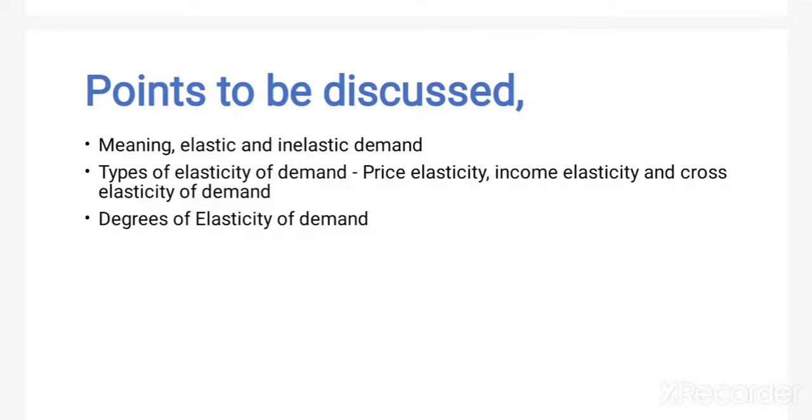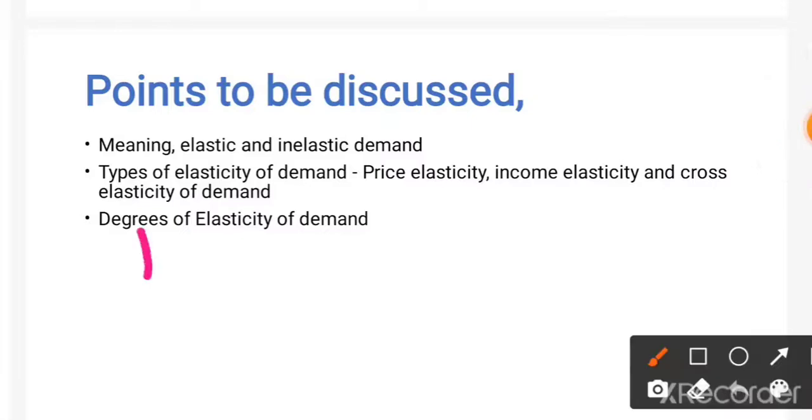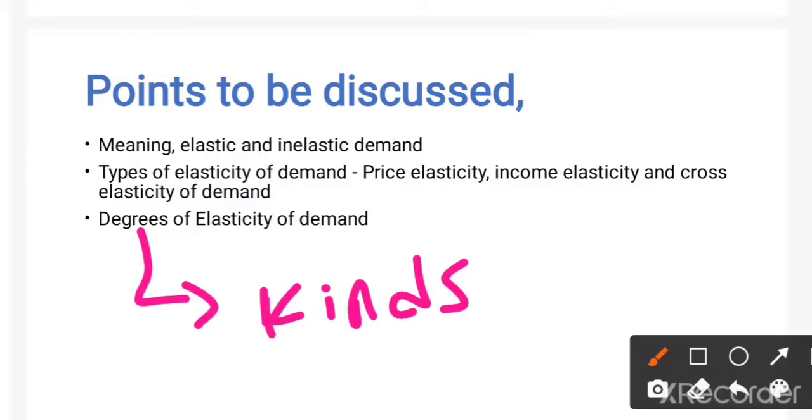elasticity of demand and the meaning of elastic and inelastic demand, and next we'll study different types of elasticity of demand. Under types there are only three things: price elasticity, income elasticity and cross elasticity of demand. Finally we'll see the degrees of elasticity of demand. Students, these degrees are also called kinds of elasticity of demand.